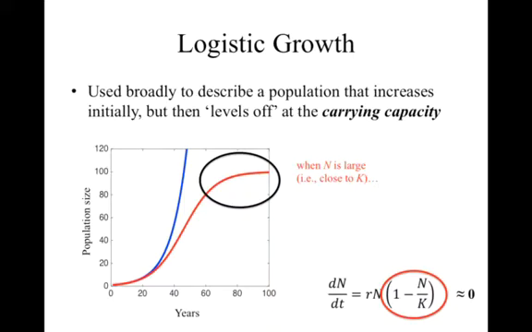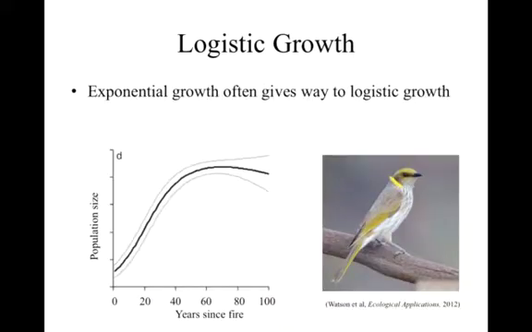Well, in this case, N is very large. In fact, it's almost as big as the carrying capacity itself, K, and so N over K is very close to 1, and 1 minus 1 is, of course, 0. And so if I do that, then the rate of change of my population size with time is 0. That means the population isn't changing in time, and so there's no growth. The population becomes fixed at a particular stable size.